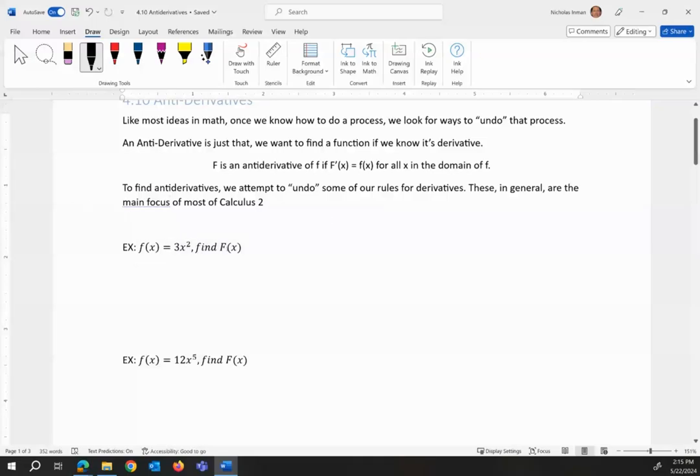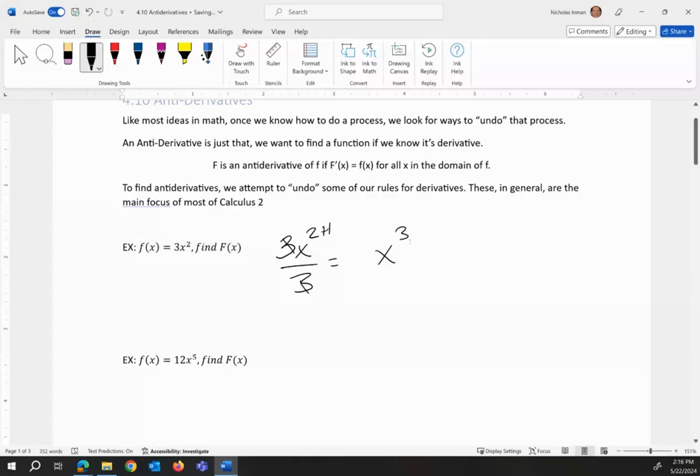I want to find the function, the capital F, whose derivative gives me 3x squared. We know the rules of derivatives: you take the power, move it in front, and then take away 1. So for an antiderivative, if we have 3x squared, we add 1 to the power, and then divide by that new power. That's the general rule for antiderivatives. Those 3's would cancel, and we'd have x to the third. So x to the third is the antiderivative of 3x squared.